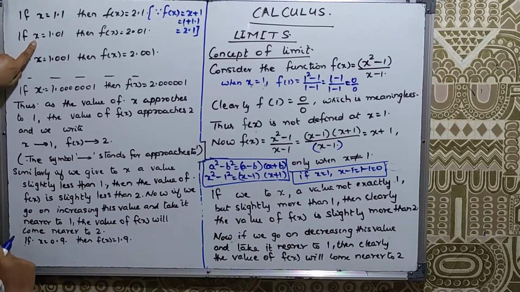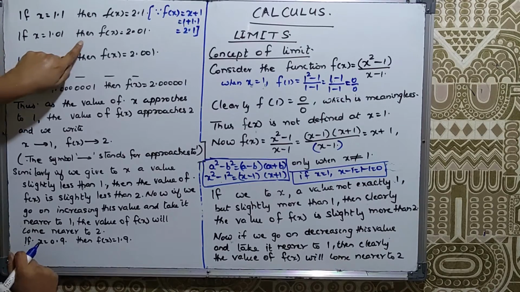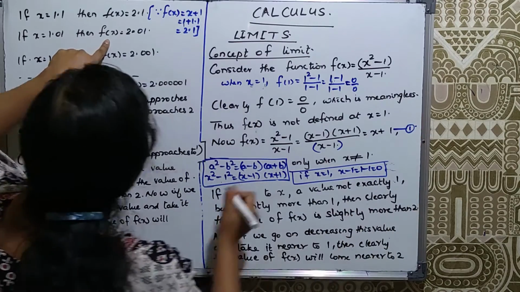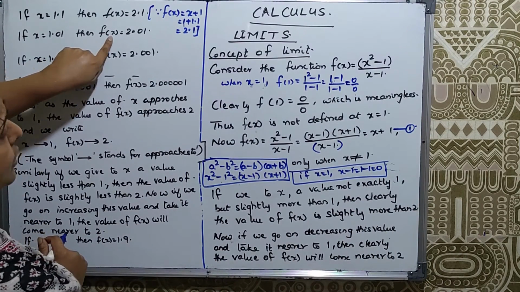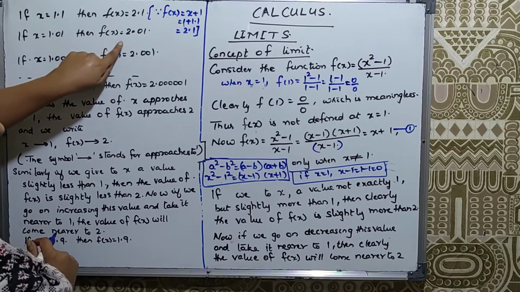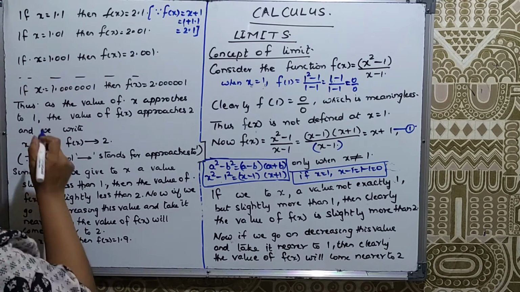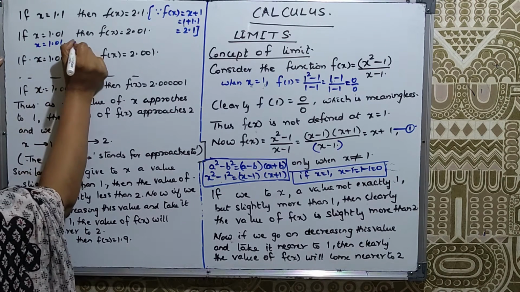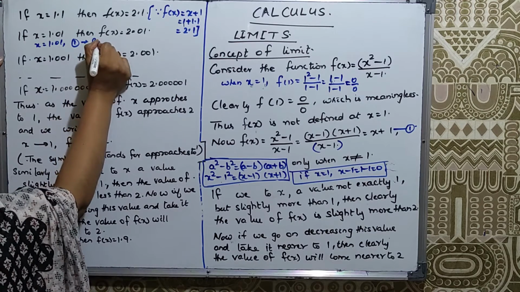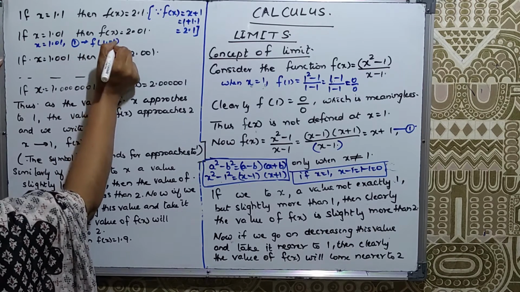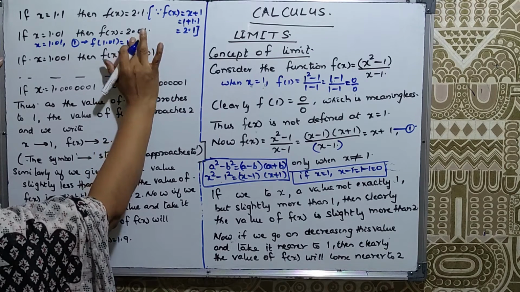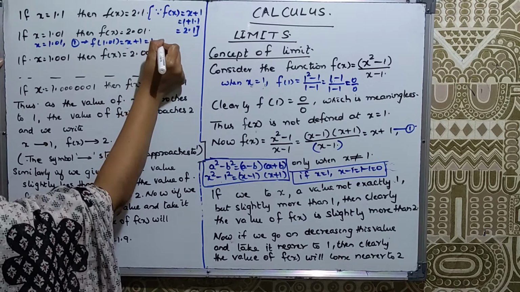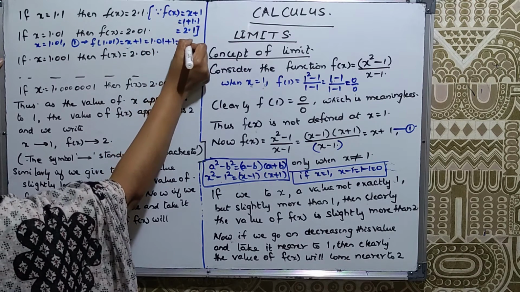Similarly, when we substitute x equal to 1.01, f of x will be 1 plus 1.01, which is equal to 2.01. I will give this equation number 1. So equation number 1 becomes f of 1.01 equal to x plus 1, which is 1.01 plus 1 equal to 2.01.